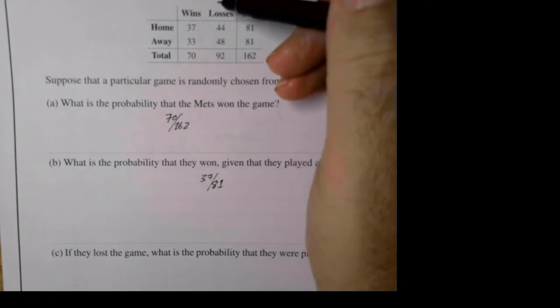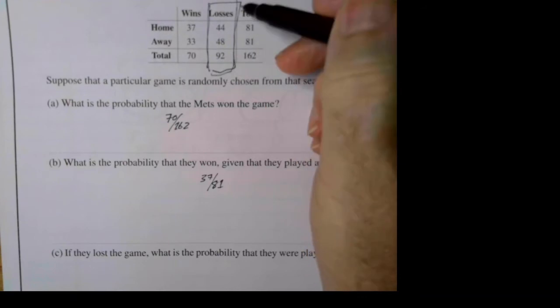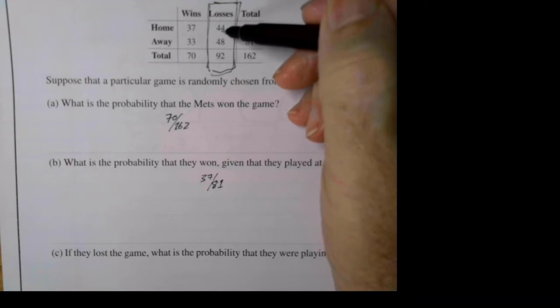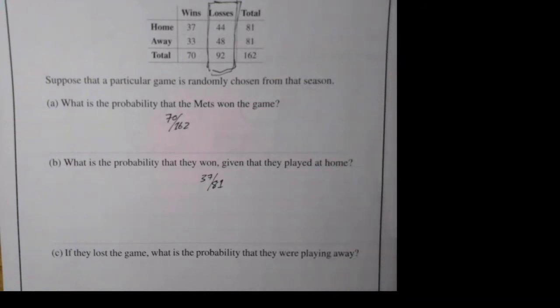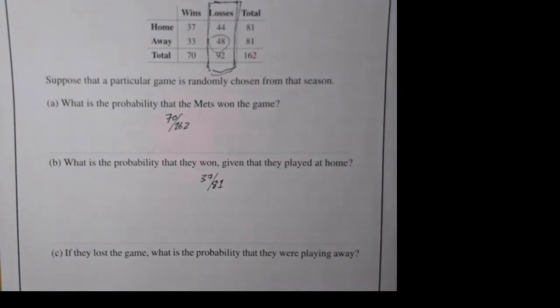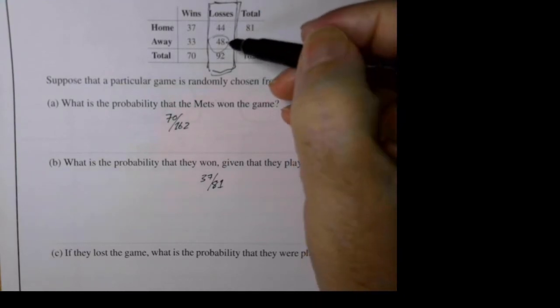We got one more question here. If they lost the game, what's the probability that they were playing away? Well, if they lost the game, then we're talking about the games in this column right here. There were 92 of them. How many of those were they playing away? They played 48 of them away. So if they lost the game, they must be in this column. And then of those 92 games that they lost, 48 were played away. So the probability we want here is 48 out of 92. All right.